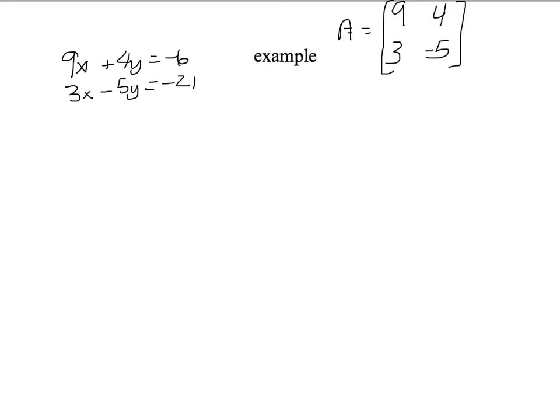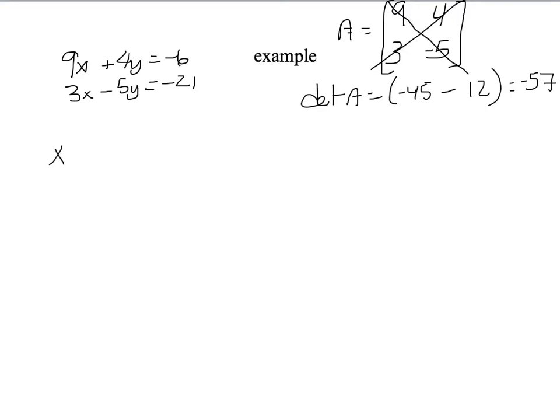Okay, let's find the determinant of A. So the determinant of A will be 9 times negative 5, or negative 45, minus 3 times 4, minus 12. And that gives us negative 57. So that's not equal to 0, so we'll have one solution. So that will be the denominator for both x and y. So now let's find our values for x and our values for y.